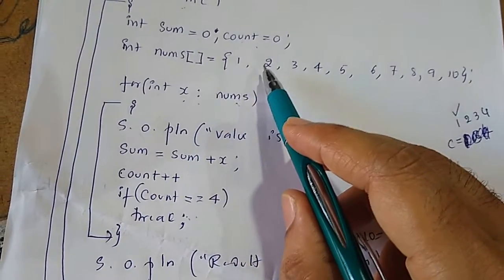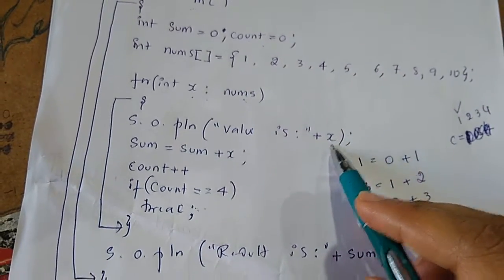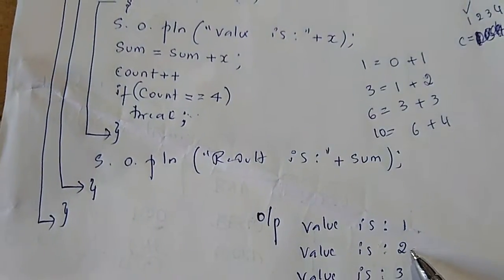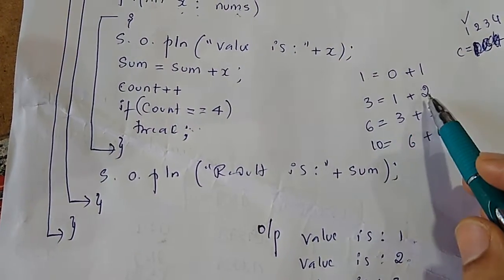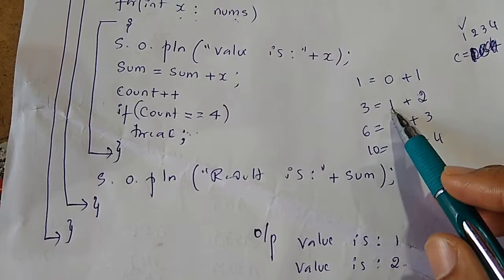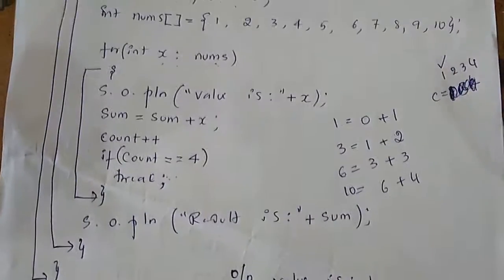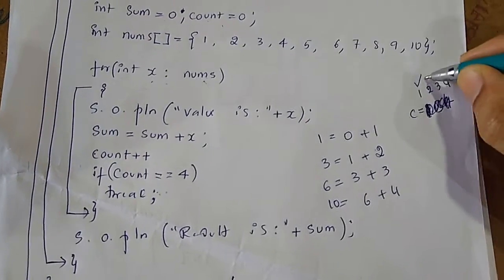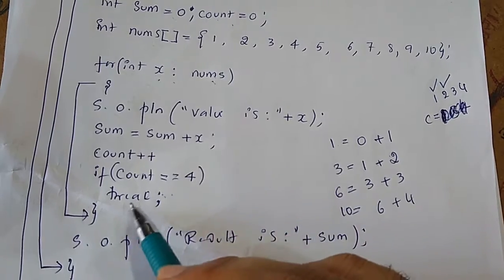In the next iteration it will assign 2 to x. Now the value of x is 2, and that will be printed. So the value is 2, and we'll get this output. Next it will calculate sum. The previous value of sum is 1, and the value of x is 2. 1 plus 2 is 3. Now the sum value is 3. And count will be incremented. The previous value of count is 1. Now it will become 2. Whether 2 is equal to 4, no, break will not be executed.